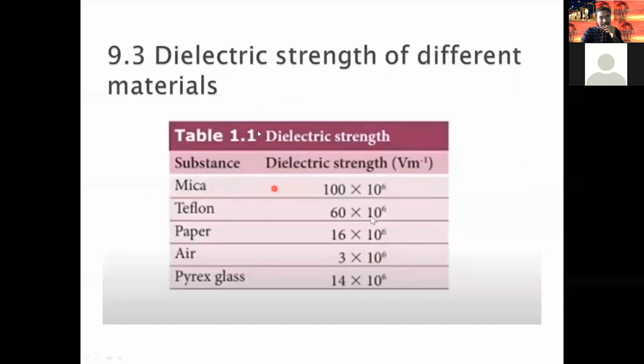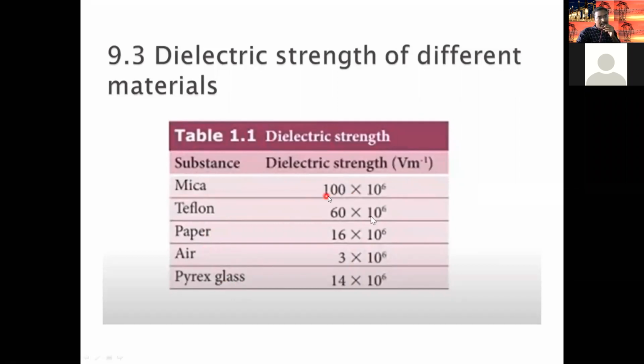And then these are the different types of dielectric materials: mica, Teflon, paper, and Pyrex glass. These are the different solid type dielectric materials. Air comes under the gas type.